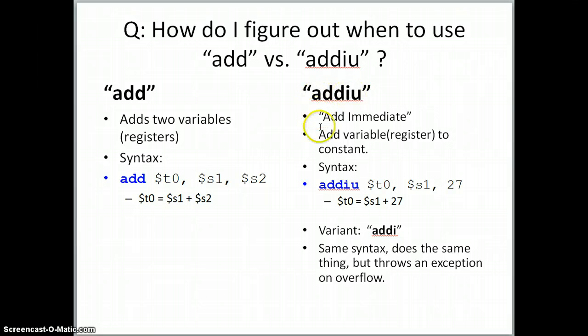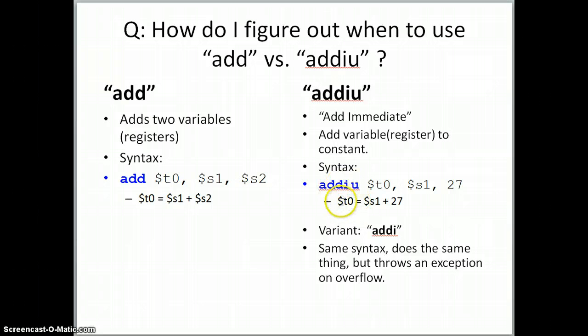Conversely, addiu or add immediate adds a variable or register to a constant, like the number 27 or 12 or 1 or 7, whatever it needs to be. But it's always a constant, it's always the same value. So in this case, addiu takes a destination register, a source register, and a constant value. The constant always has to be the last value on the line.